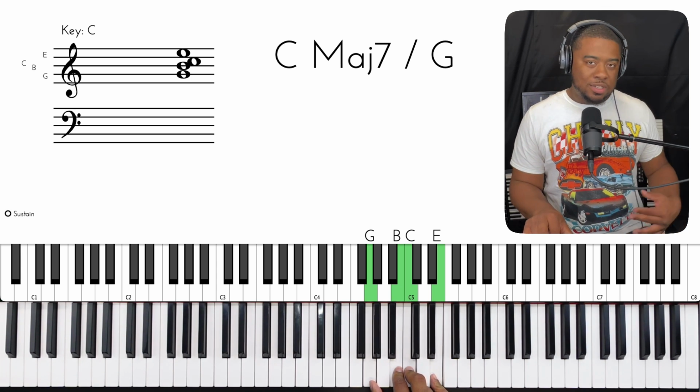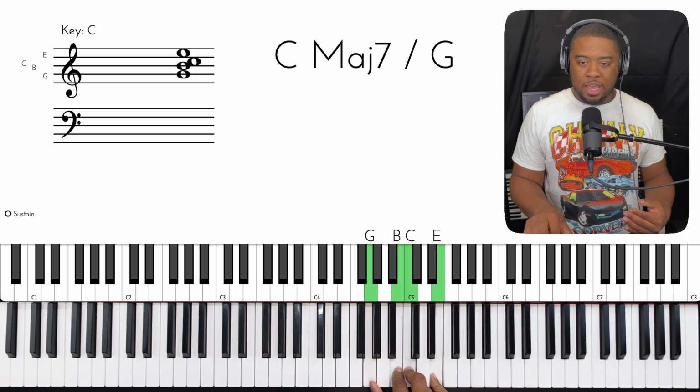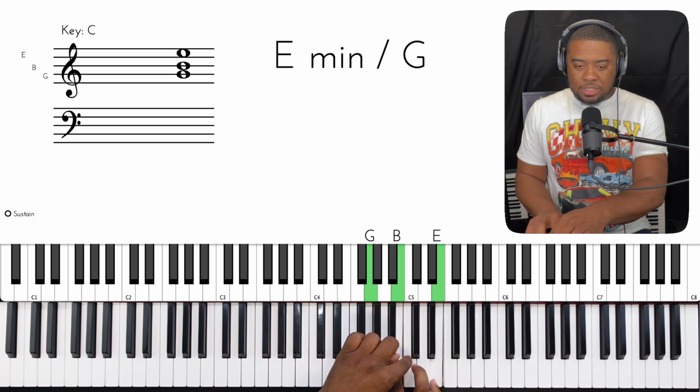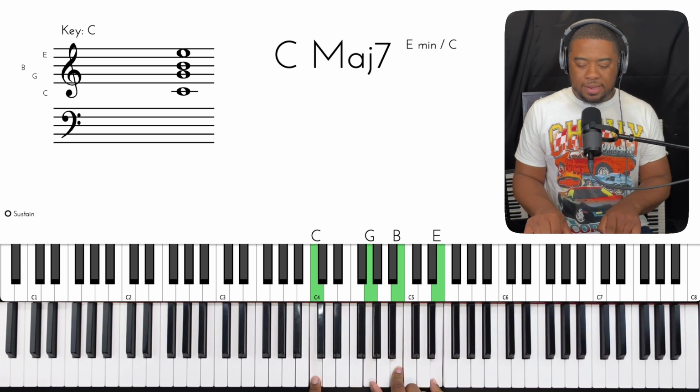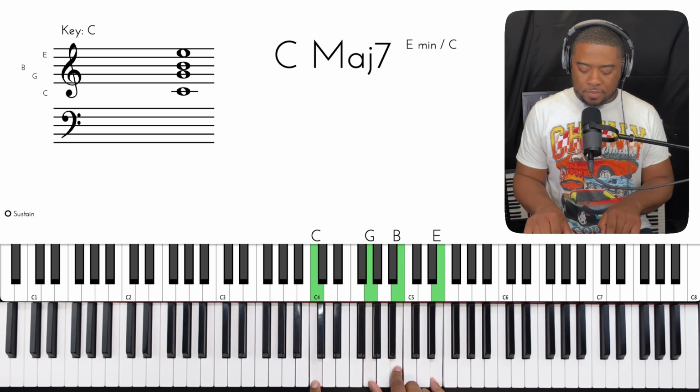So now we're going to play the second inversion major 7th chord, which is this one, right? The 5th is always the lowest note in a second inversion, okay? So now we're going to take the second highest note, which is C, bring it down, all right? All right, here we go.